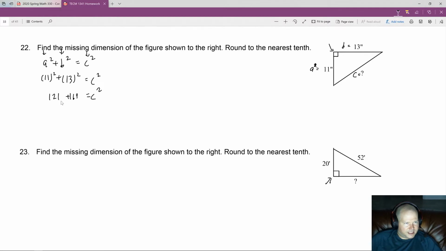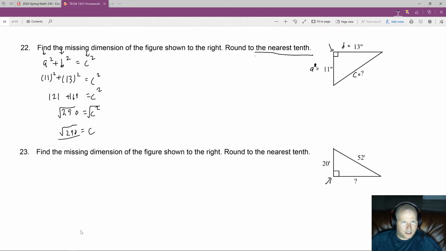So 121 plus 169 is 290, and that is equal to c squared. Well, how do I just get c, not c squared? I'm going to take a square root. Whatever I do to one side, I do to the other. And that would give me the square root of 290 is equal to c.